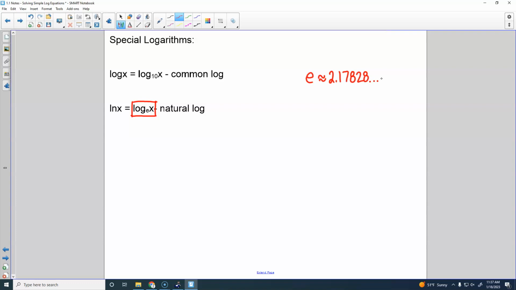So when you see E, that is this number here, and it's a really important number that shows up in a lot of different places that are kind of cool, and we'll talk more about that. We call this our natural log.